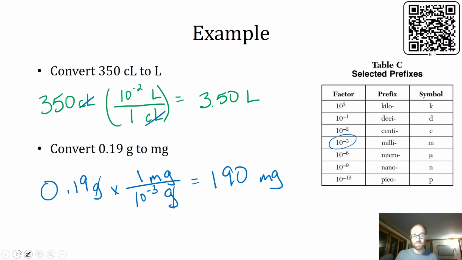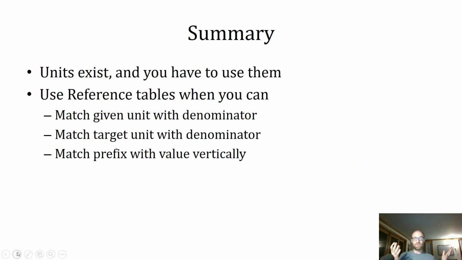So that's basically the process of converting. We're only going to really deal with the metric units you find on table C. If we ever get outside that, of course, you can ask for what the conversion will be or what the value of the prefix is. But the whole process is units exist and you have to use them from here on out. Every measurement needs to have both of those. If you're just using a number, that's one thing, but if you forget your units, that's not good. Don't do that. Use the reference tables as much as you can, as often as you can.